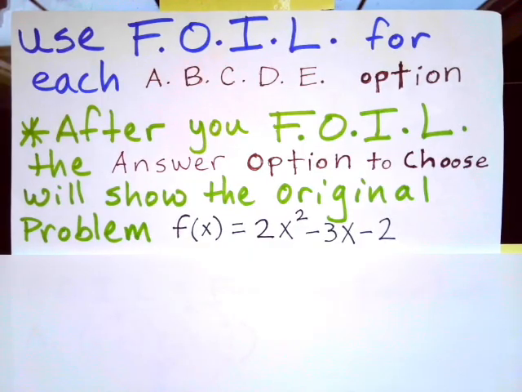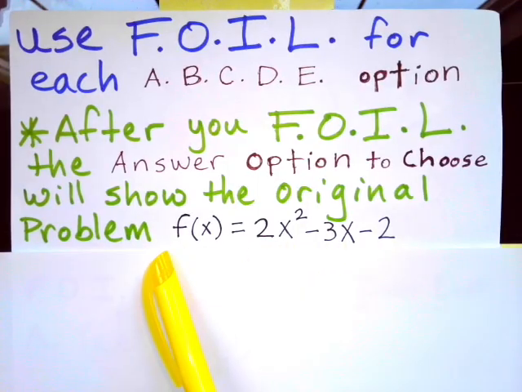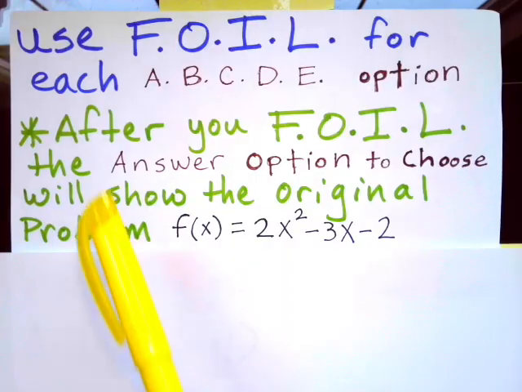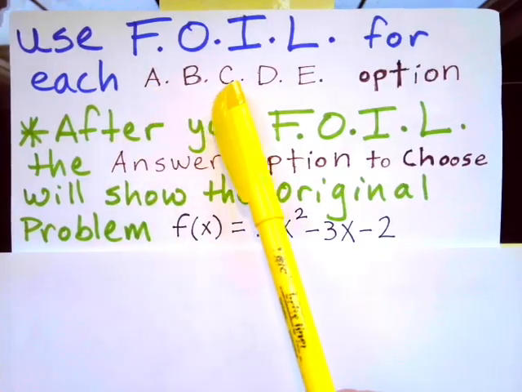Here we're talking about how to find factorizations, A, B, C, or D options, of a function f of x equals 2x squared minus 3x minus 2, like you see here. And when you're finding it very difficult to factor this equation, you're given an A, B, C, D option, like we saw earlier in the part 1 video, where you have two terms in two parentheses. You can use the FOIL technique for each option A, B, C, D, and E.